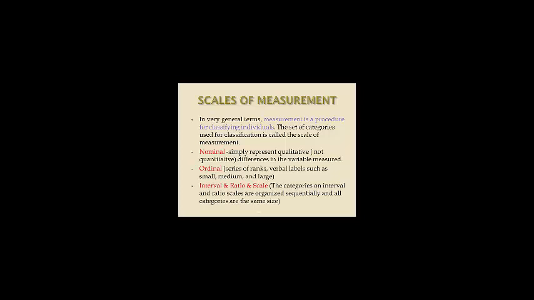The interval is the kind of measurement that we use most often. The categories on this scale are organized sequentially, and all categories are the same size. For example, you measure height based on centimeters or inches, or you measure time based on seconds or minutes. So all the units of measurement, like the difference between 5 centimeters and 6 centimeters, is exactly the same as the difference between 25 centimeters and 26 centimeters.